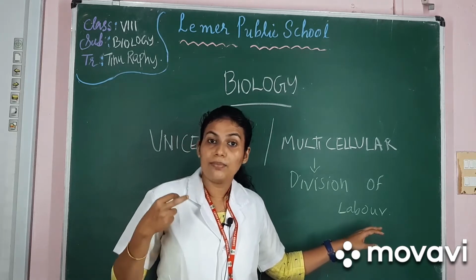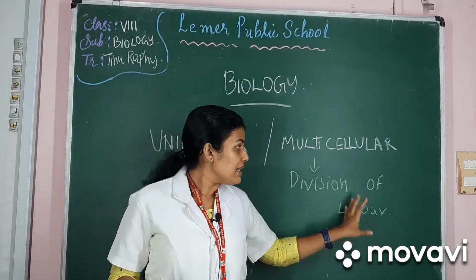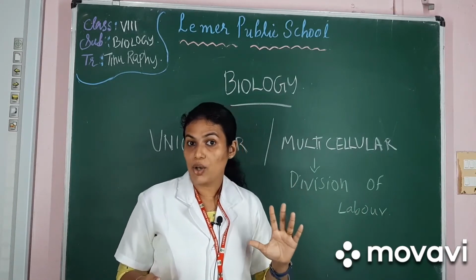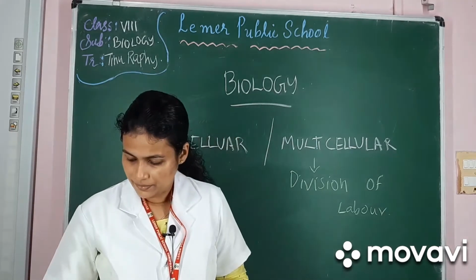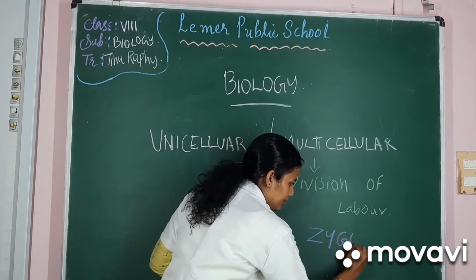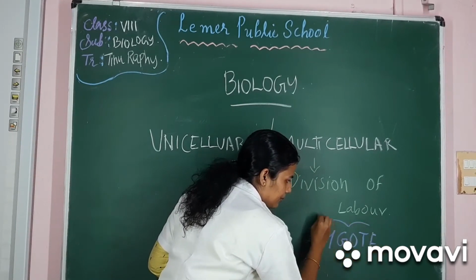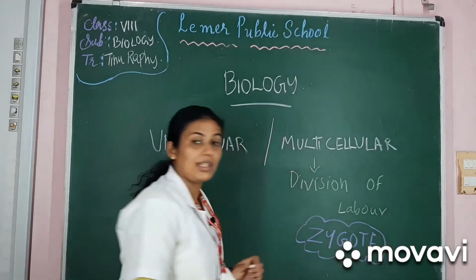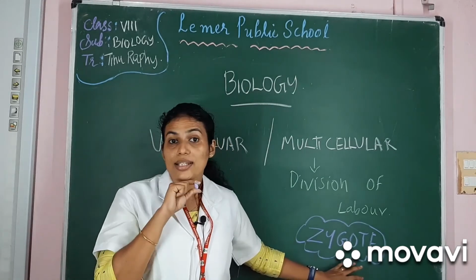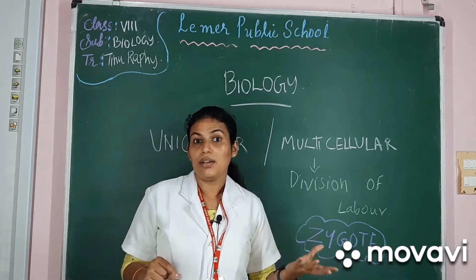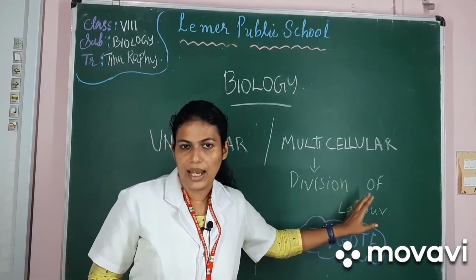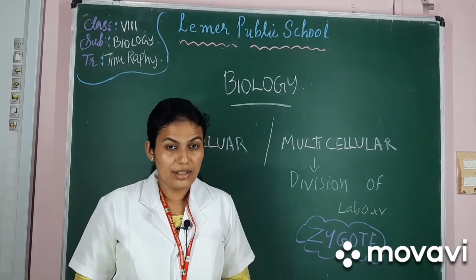That means each part performs a different function, and each multicellular organism is developed from a single cell, and that single cell is called a zygote. About zygote we will learn in our coming chapter. So these are the major differences between unicellular and multicellular organisms. We will summarize what we have learned in today's class.